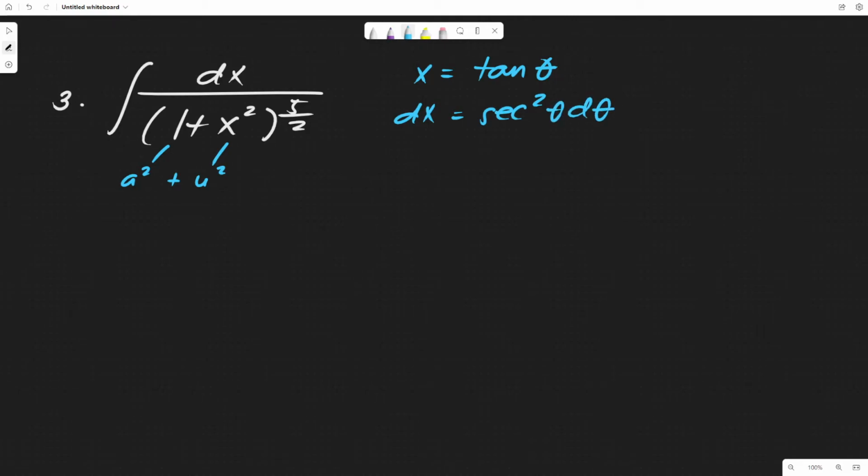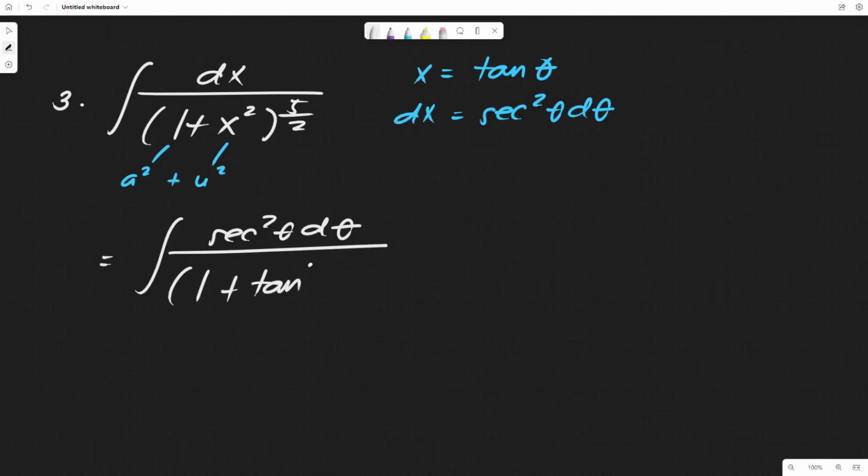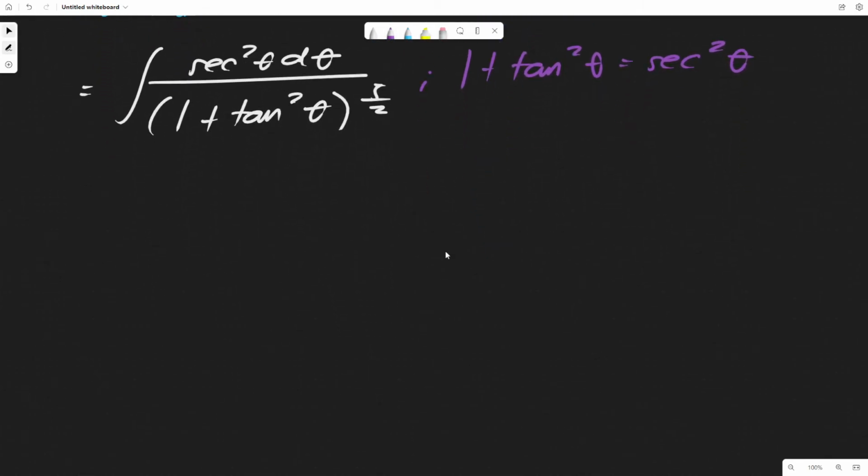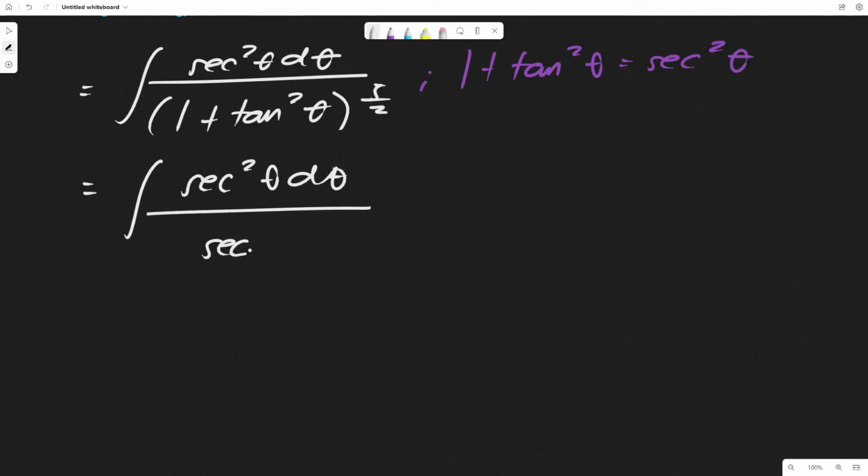Okay? So, pwede na natin to i-substitute. So, we will have secant squared theta d theta over 1 plus tangent squared theta raised to 5 over 2. And alam natin na this 1 plus tangent squared theta, katulad kanina, is equivalent to secant squared theta. So, ipapalit natin siya dito. So, we have here the integral of secant squared theta d theta over secant squared theta raised to 5 over 2.